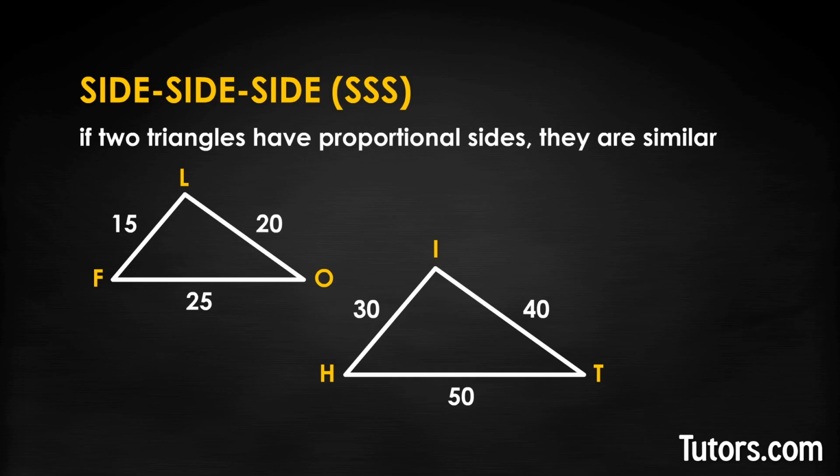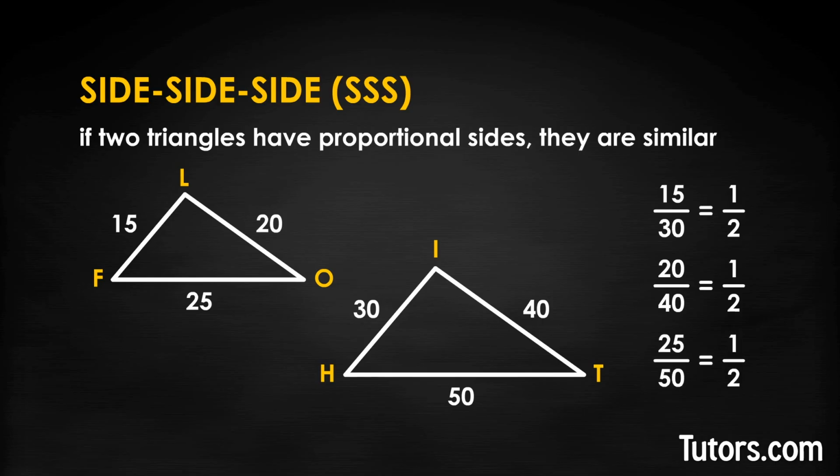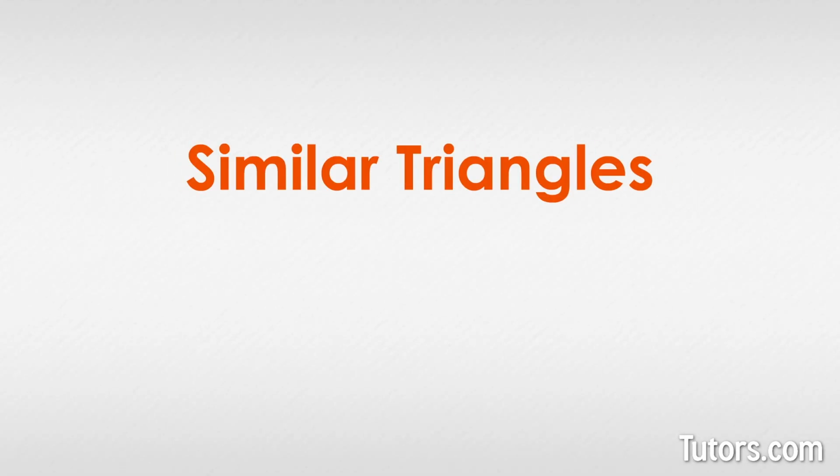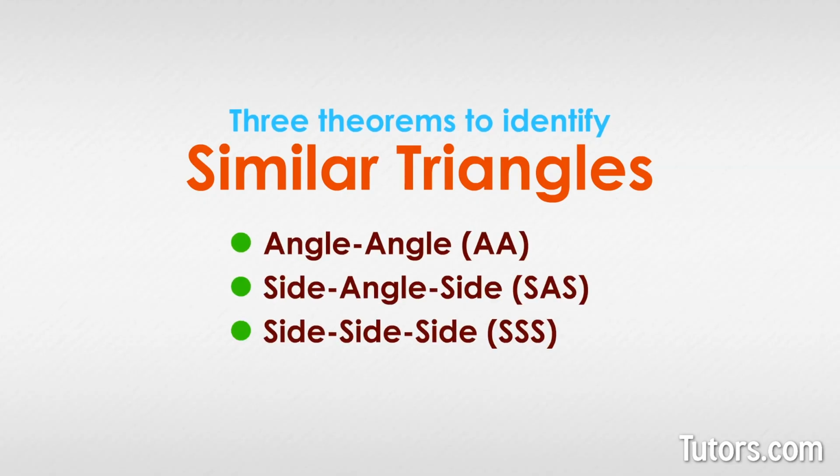You need to set up ratios of corresponding sides and evaluate them. Here is what that looks like. 15 divided by 30 equals 1/2. 20 divided by 40 equals 1/2. And 25 divided by 50 also equals 1/2. They are all the same ratio when simplified, 1/2 or 1 divided by 2. So even without knowing the interior angles, we know these two triangles are similar because their sides are proportional to each other. Now you know what similar triangles are and 3 theorems you can use to identify similar triangles.